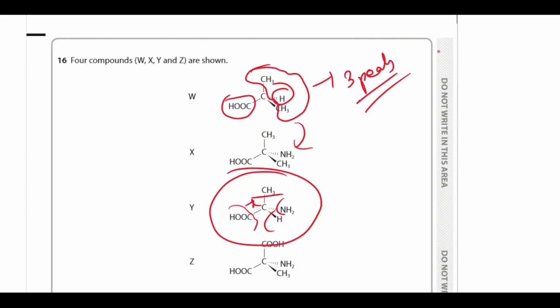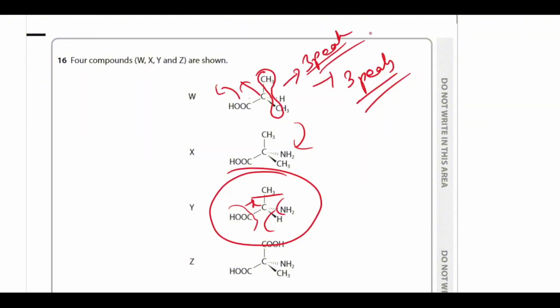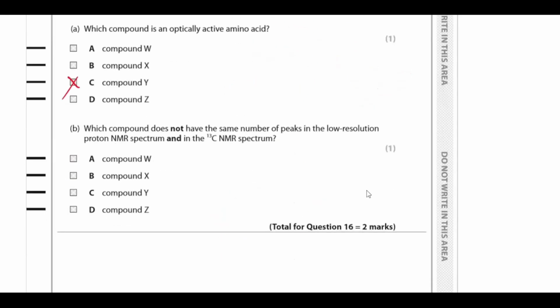And if we analyze the carbons down here, we can clearly see that these carbons will be in the same environment, while these two will be in different environments. So this is another environment, that's another environment. So again, 3 peaks in the carbon NMR as well. So they asked which compound does not have the same number of peaks. Compound W will have the same number of peaks, so that won't be the correct answer.